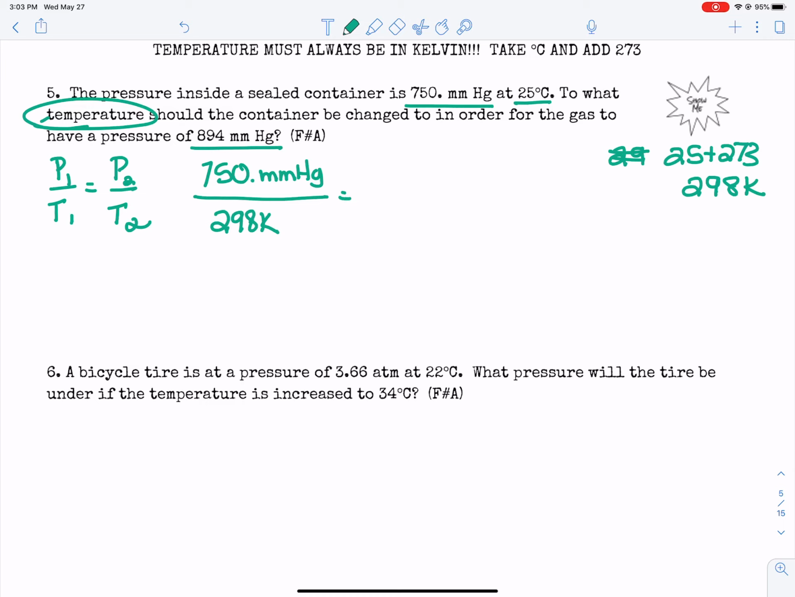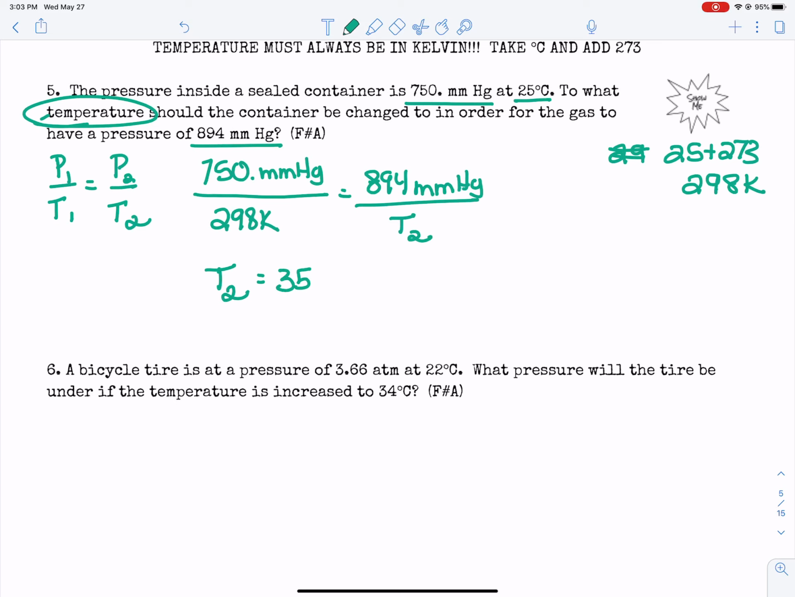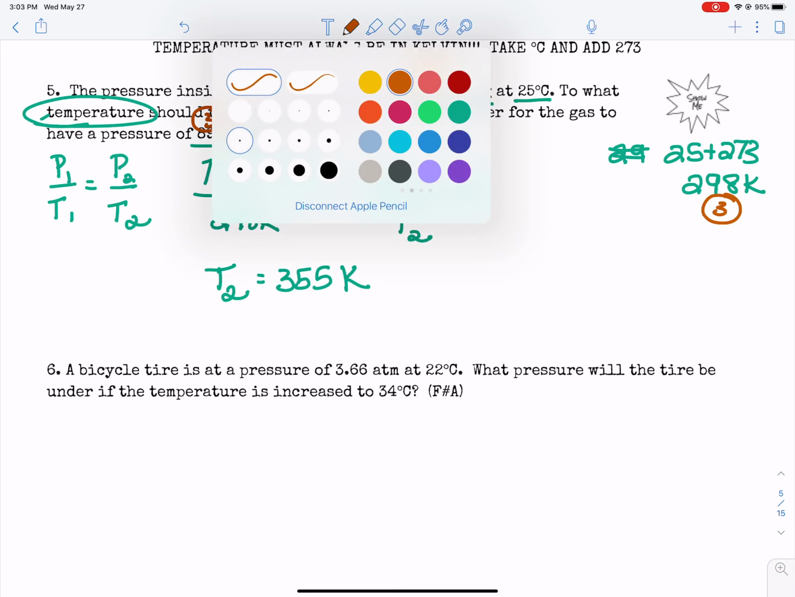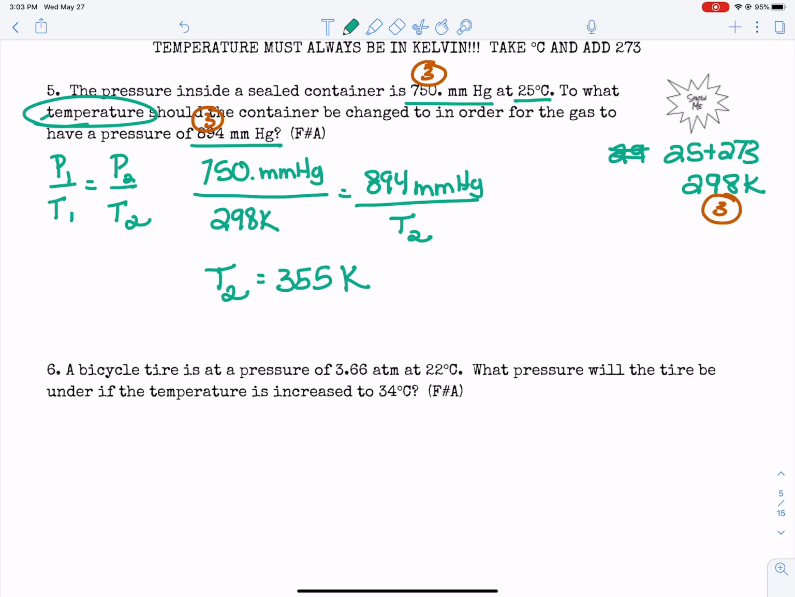The new pressure is 894 millimeters of mercury, and the new temperature is what I want to solve for, right? Cross multiply, or whatever algebraic technique you want to do, and your new temperature is 355 Kelvin. 3 significant figures here, right? We're always checking our significant figures, but remember temperature, it's okay that it's 25 because we add 273 to it. And the rules for significant figures are different for addition and subtraction.